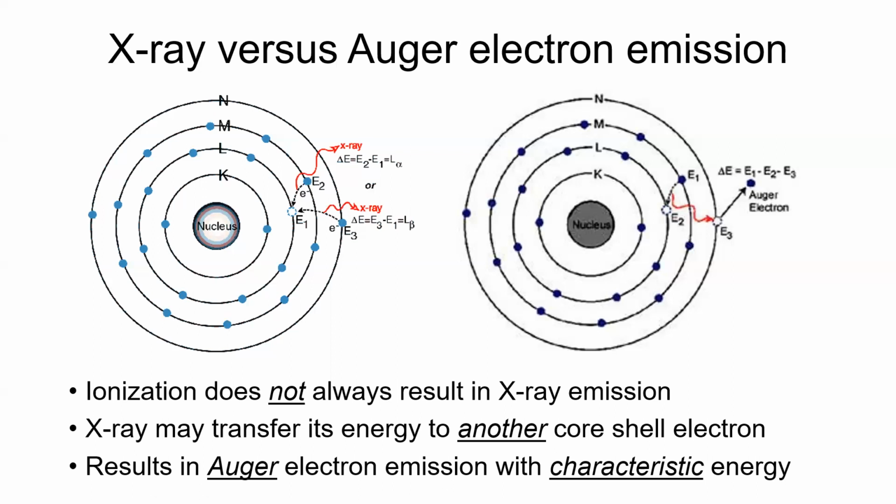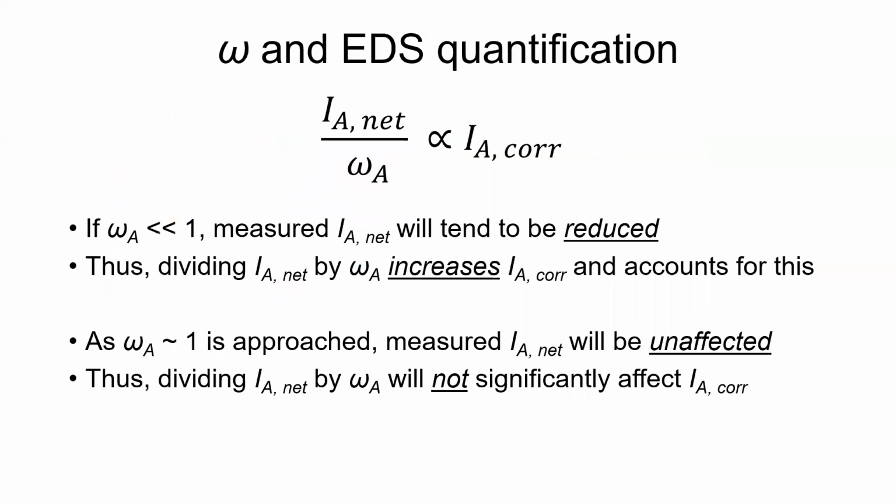And again, the Auger process tends to be preferred, right, with the lower Z elements, okay? And it tends to be preferred with the L and the M shells as opposed to the K shell, okay?